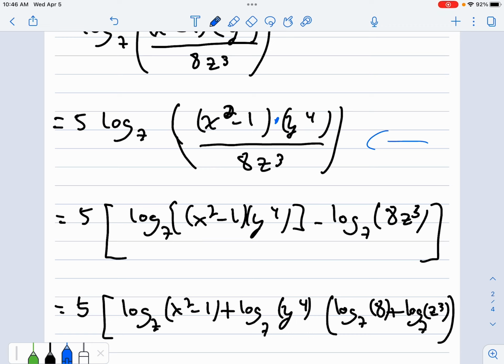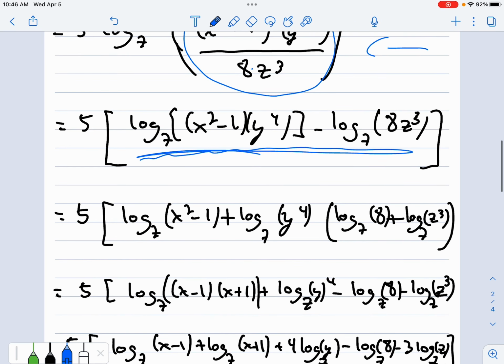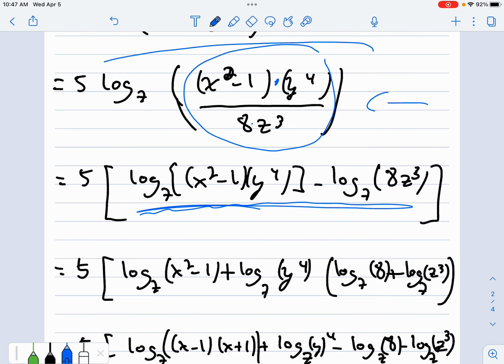So that's why I'm going to use the quotient rule, which says you take the log of the numerator minus the log of the denominator. The reason I don't say a product is because there is a product, but only in the numerator, and also in the denominator with the 8 and the z cubed. But the whole structure is a quotient, a division. So that's how we get to this step. Also note that the 5 is outside. We are only operating on this part over here.